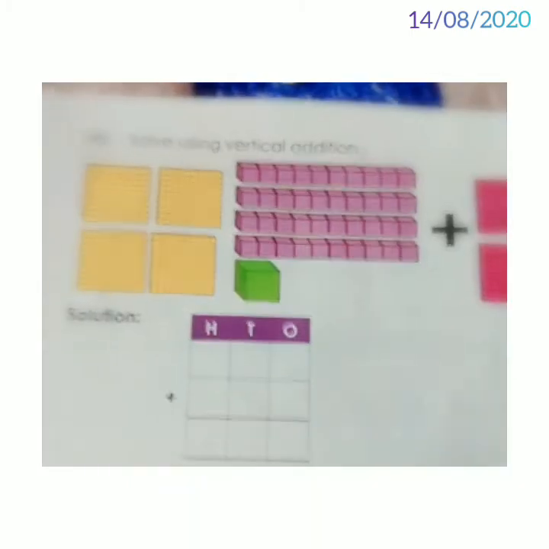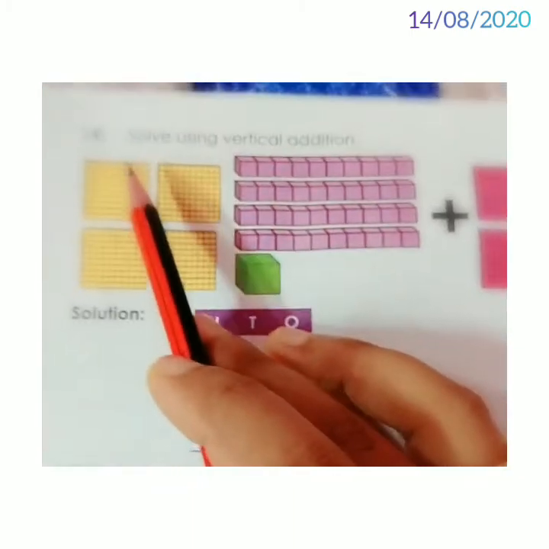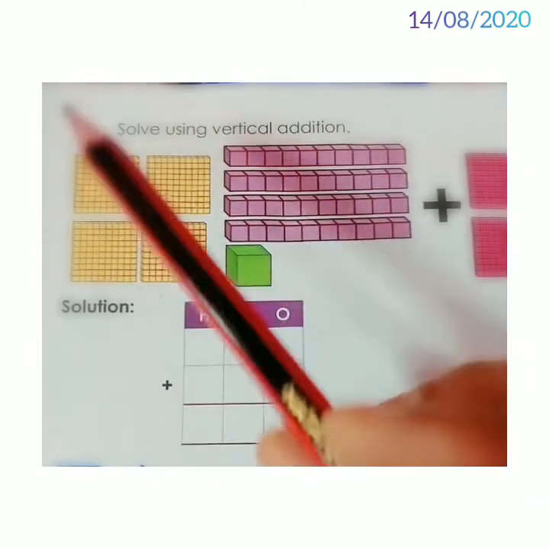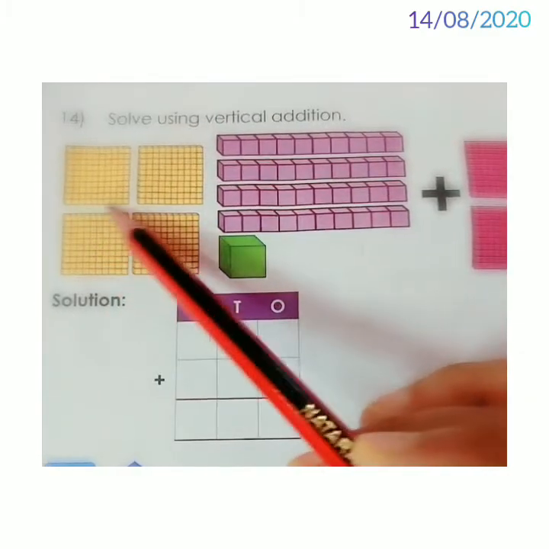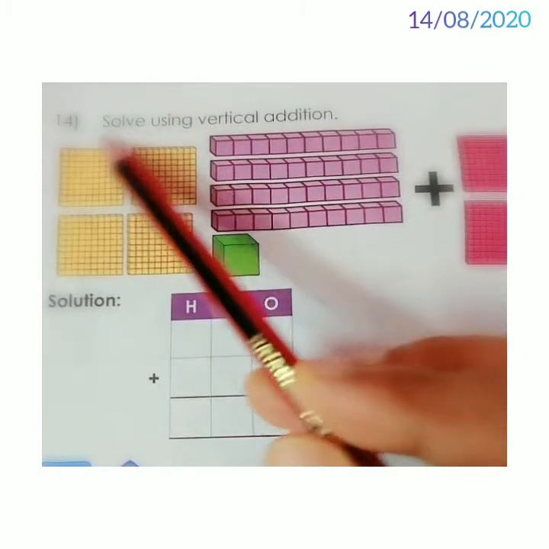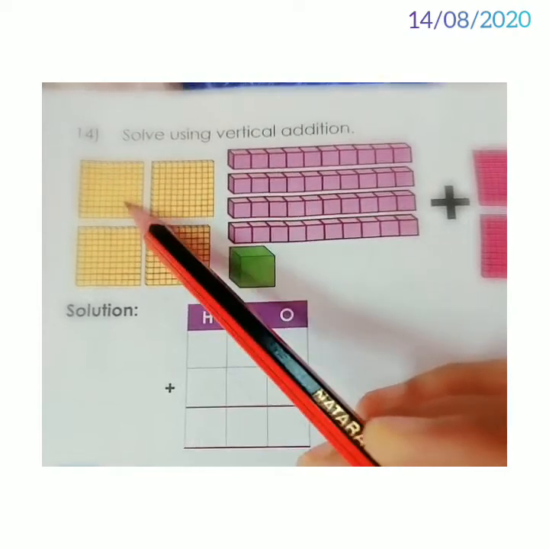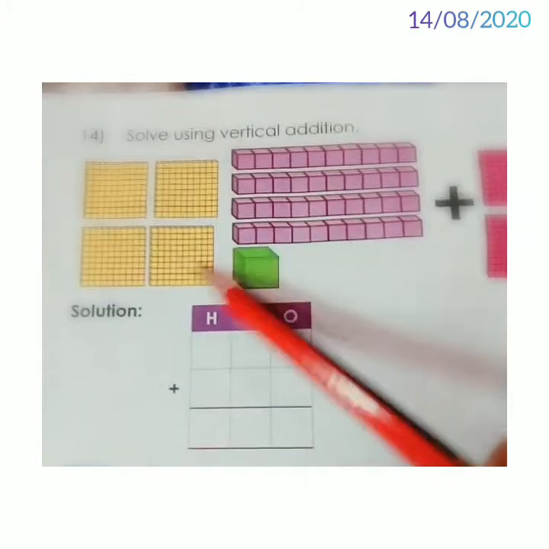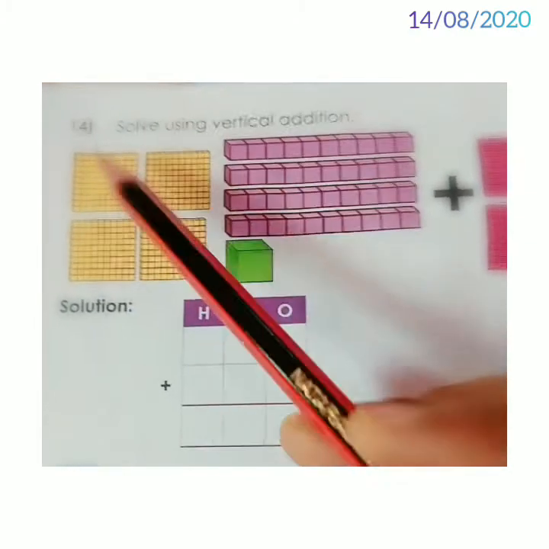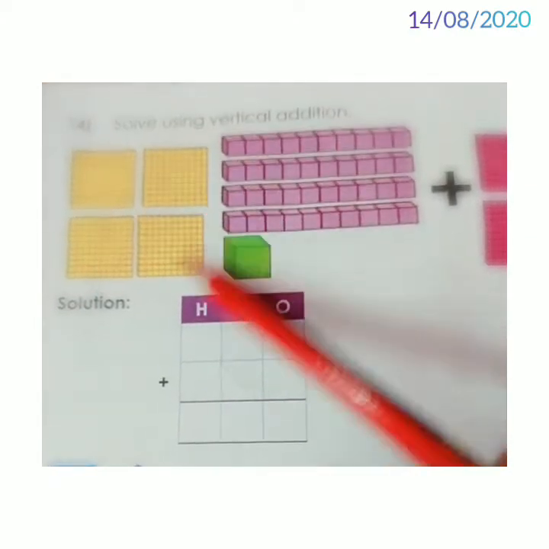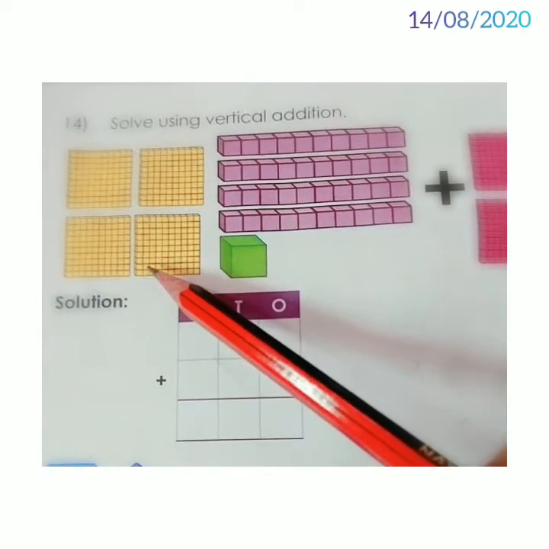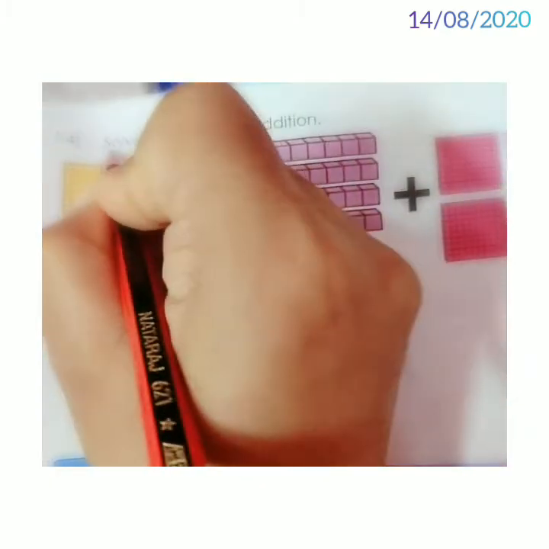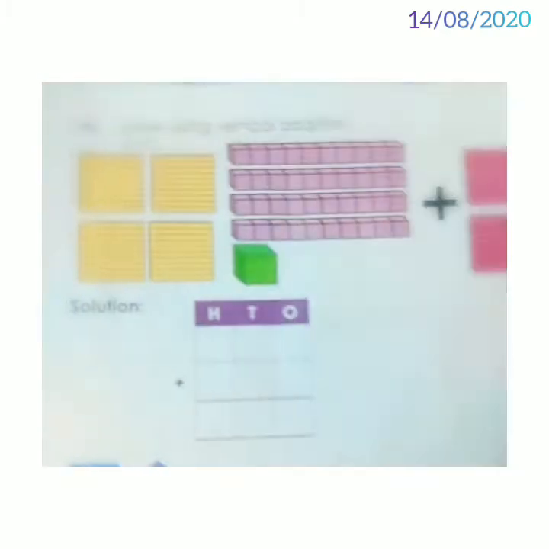Dear children, let us solve question number 14. Solve using vertical addition. As we have learned in earlier classes, this orange color block represents 10 tens, which means 100, isn't it? So there are 4 such blocks. If 1 represents 100, then 4 will represent how many? 4 will represent 400. So just for your convenience, I am writing at the top 400.